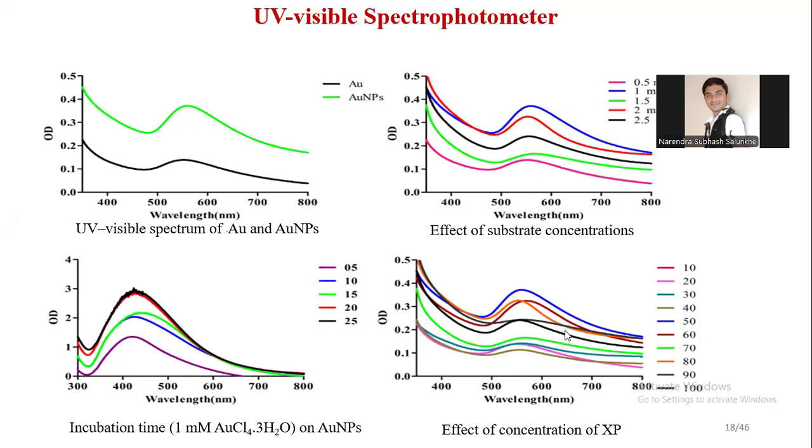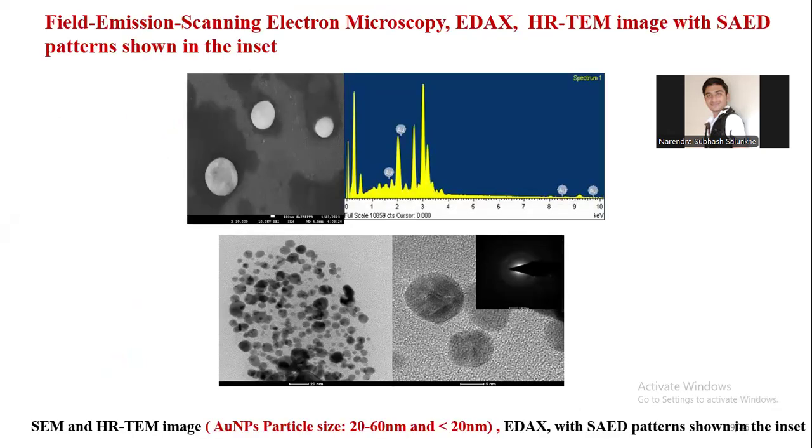Then the effect of the concentration of xanthomonadin pigment, the required concentration, we optimized for the dispersed and stable nanomaterial preparation, that is, 15 microliters was used. After the UV characterization, we proceed to the next characterization, electron microscopy, where the shape of the nanomaterial was determined to be spherical, and the EDX graph represents the gold elemental peaks.